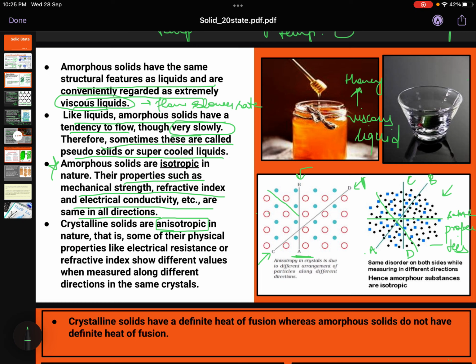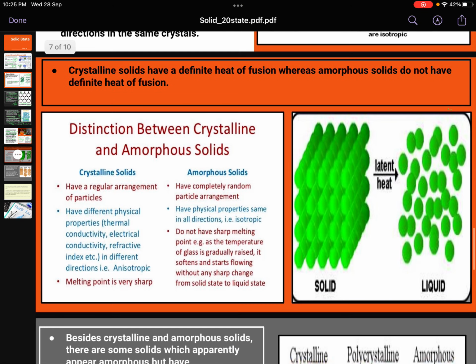If we move in this direction, the properties will be different. If we move in this direction, the particles through which we are measuring the properties are different. In this direction, the particles through which we are measuring the property are different. Okay, so the properties are different in different directions for crystalline solids. Now moving to our next slide.